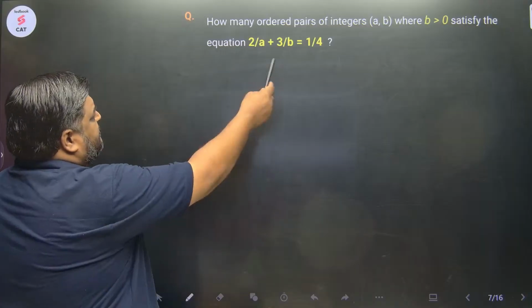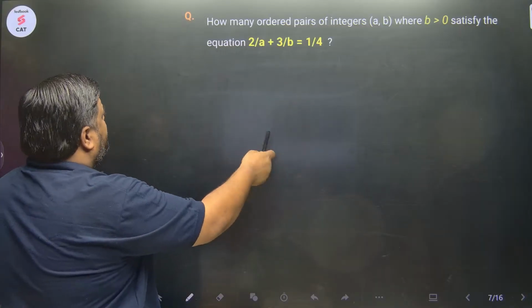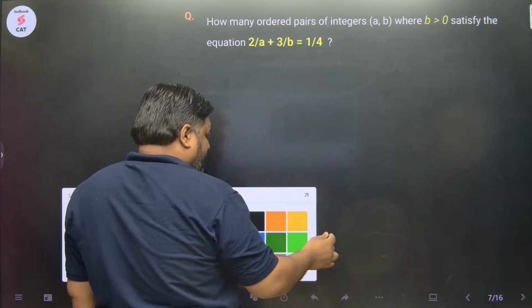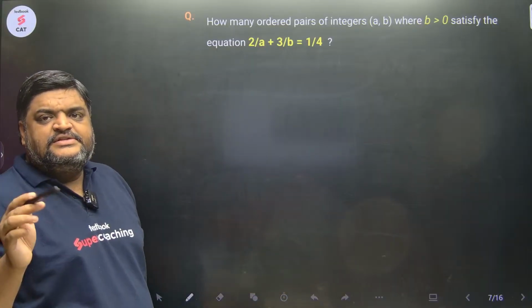अच्छा, how many ordered pairs of integers where b is greater than 0 satisfy this equation? Anybody? Nobody gave me the answer इस question का.